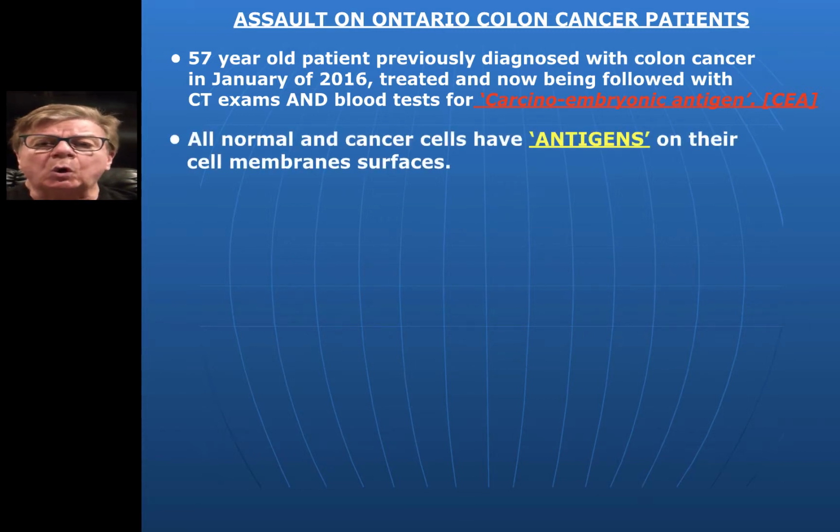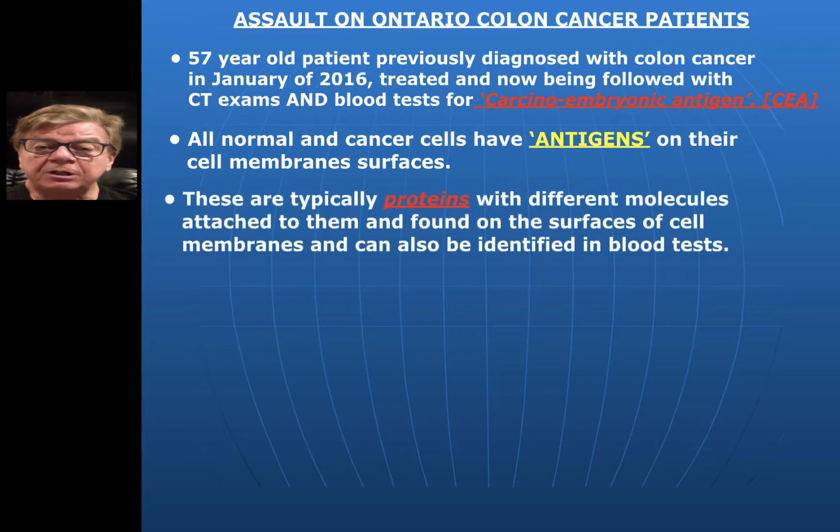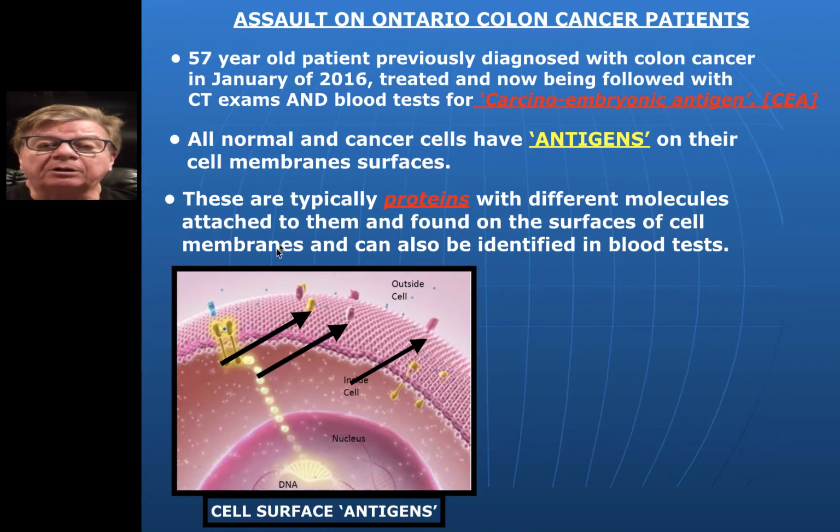But it turns out that all normal and cancer cells have things called antigens on their cell membranes, and these are typically proteins, and they have different molecules attached to them, found on the outer surface of the cell membranes. And in fact, these proteins and substances can end up in the patient's blood, which we may then be able to measure. So here's an example of a little cartoon of a cell, the nucleus here, and these little black arrows are pointing to these different colored and different shaped things on the cell membrane, flapping in the breeze of the fluids surrounding the cell.